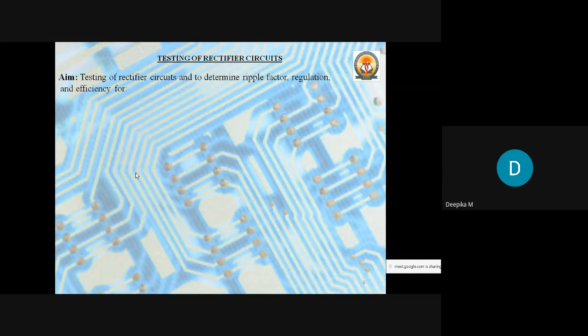So here we are going to construct the rectifier circuit by using the diode. And coming to the application of the diode, mainly diodes are used for the switching action, that is for switching on and off of the circuit.